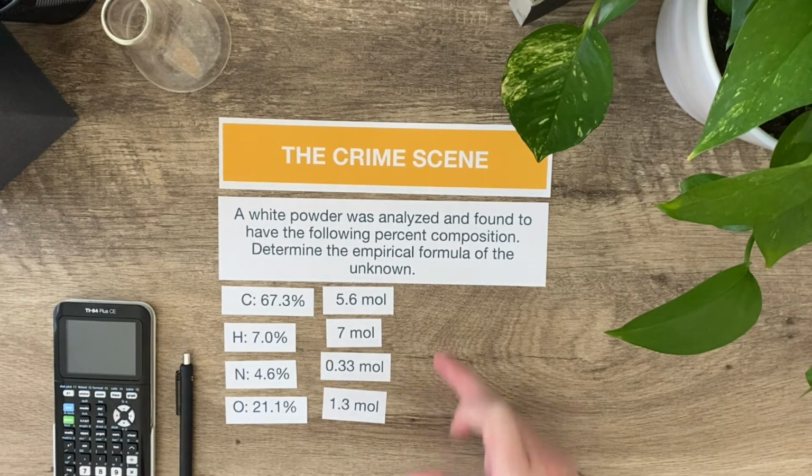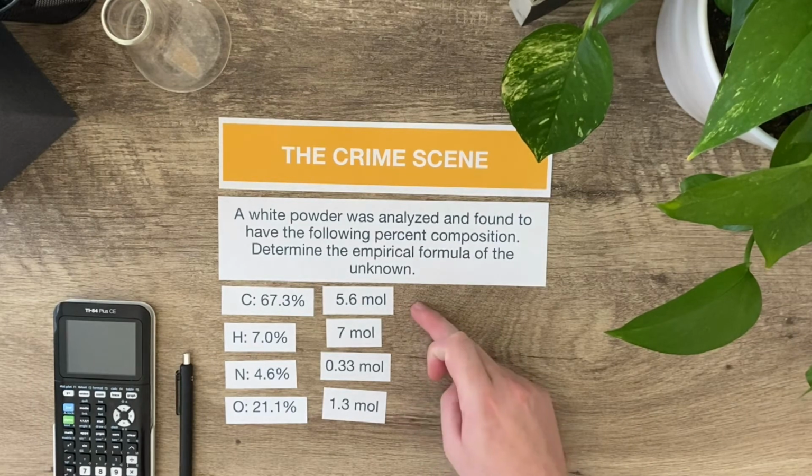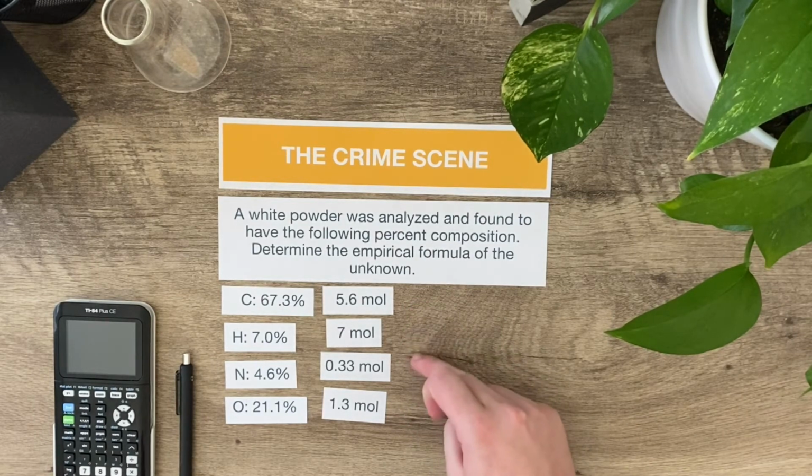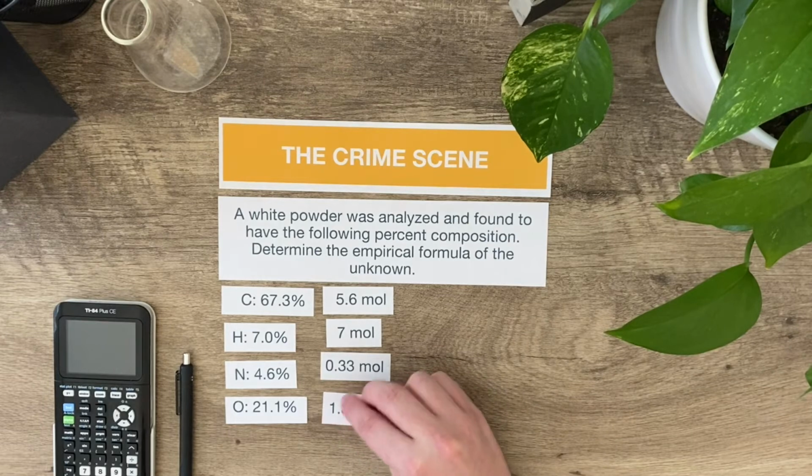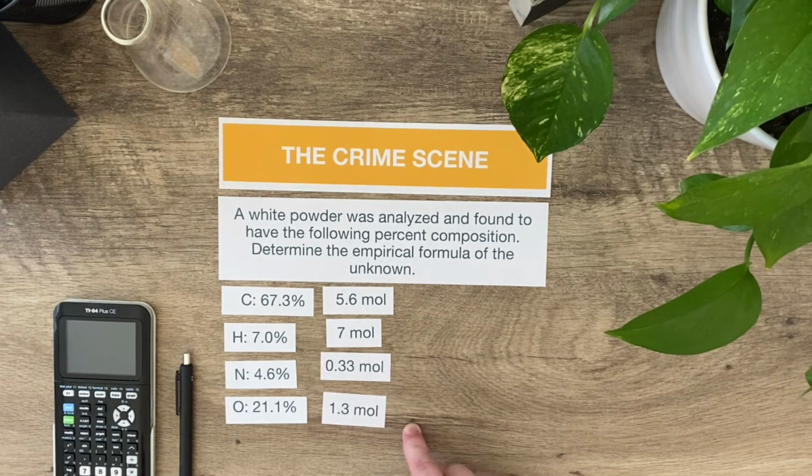Now, in order to find in relation to each other how many carbons there are for every hydrogen or how many hydrogens per nitrogen, we're going to take the lowest amount of moles, in this case nitrogen, 0.333, and divide it by every one of them. So I can get a ratio for how many of each of them there are per number of nitrogens. So I'm going to just do nitrogen first so that you can see.